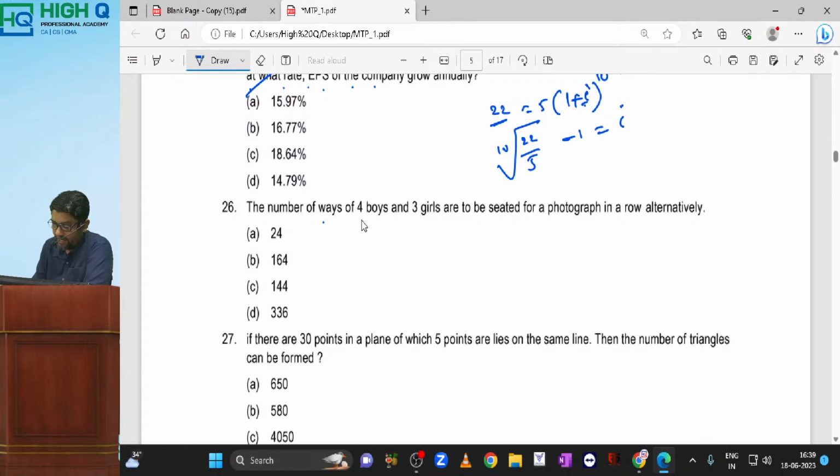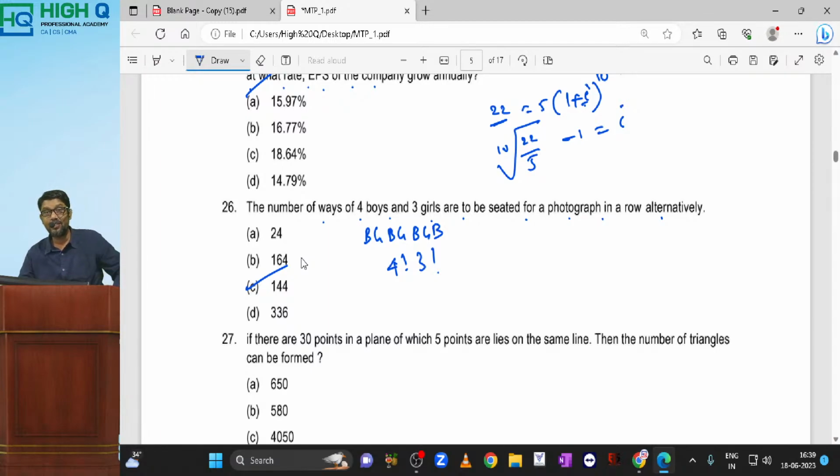The number of ways 4 boys and 3 girls are to be seated for a photograph in a row alternately. What is alternately? Boy, girl, boy, girl, boy, girl, boy. 4 boys and 3 girls. Is it 4 factorial into 3 factorial directly, my dear? So 24 into 6, 144. I hope you know permutation combination very well, right? Because this you can easily understand. In the classroom also you are solving like anything.